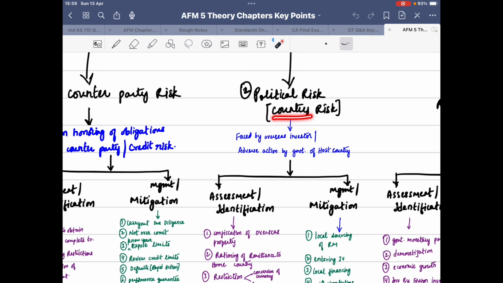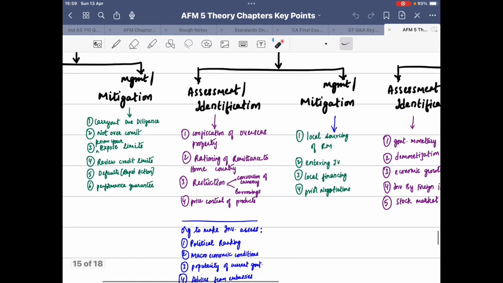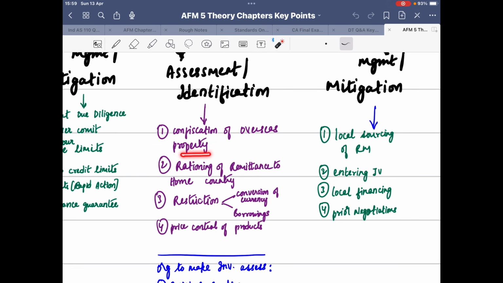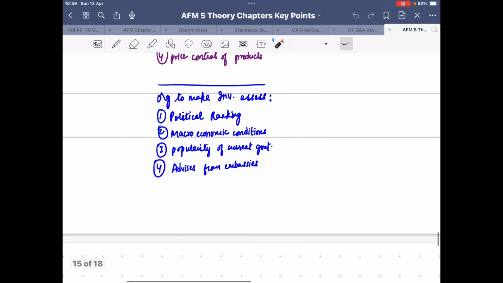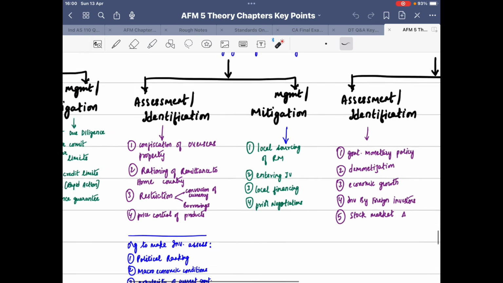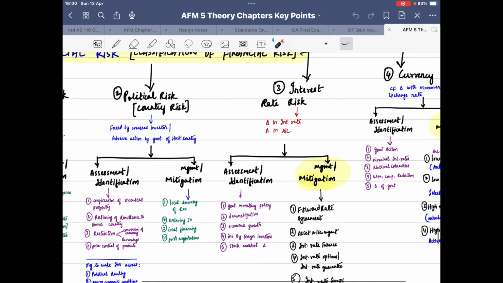Next one, political risk or country risk, faced by an overseas investor due to adverse action by the government of the host country. Assessment or identification: confiscation of overseas property, rationing of remittance to home country, restriction on conversion of currency or borrowings, price control of products. Organization to make investment: assess political ranking, macroeconomic conditions, popularity of current government, advice from embassies. Management or mitigation: local sourcing of raw material, entering joint venture, local financing, prior negotiations.